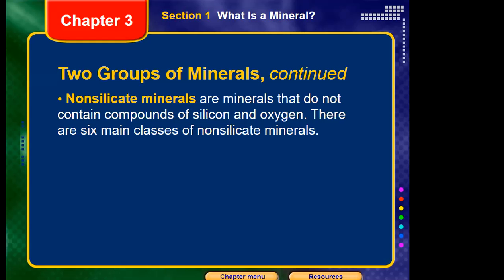For example, we start with the native elements. Native elements are minerals composed of just one element, as we said before, like copper, gold, and silver. They can be found in nature as native elements.